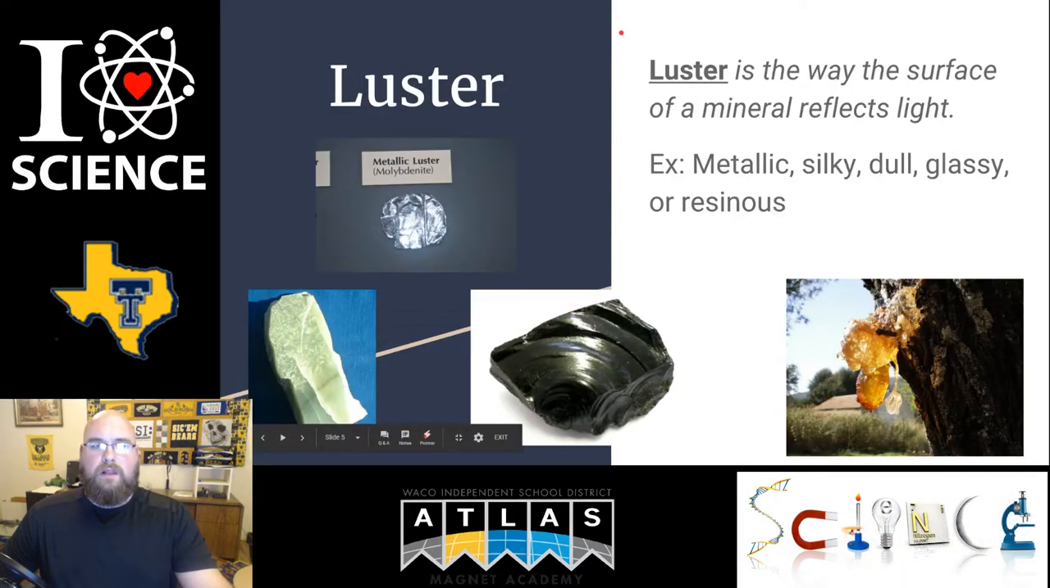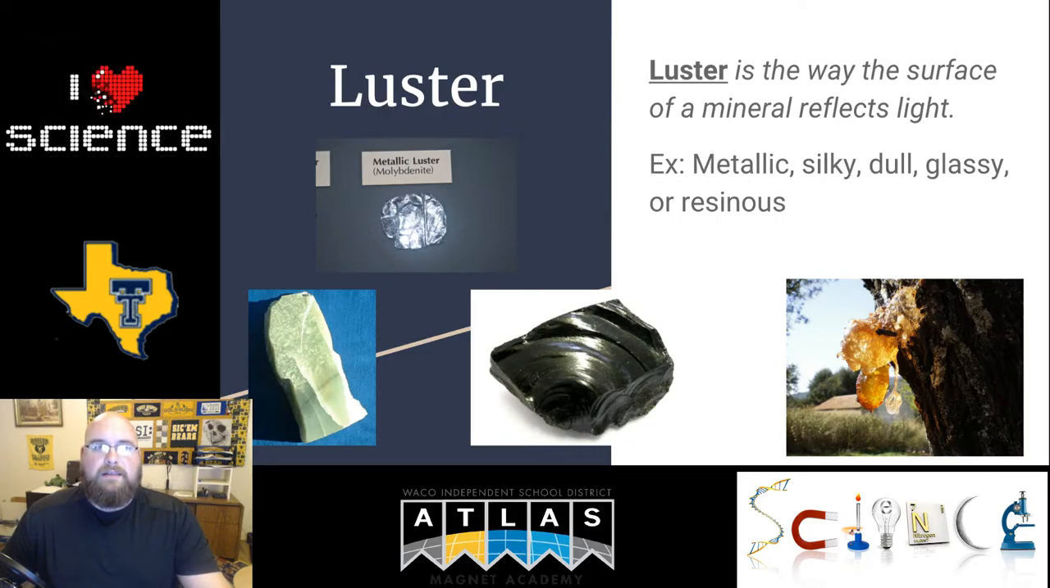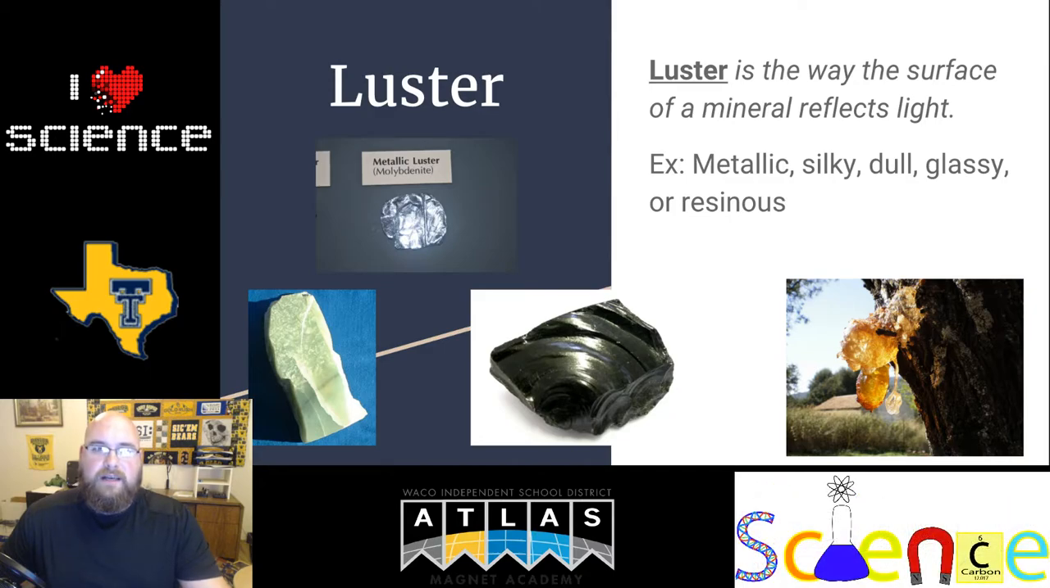So let's start off with luster. Luster is the way that the surface of the mineral or of the substance reflects light. So if you shine a light onto it, what does it look like? How does it reflect that light? There are 5 examples of luster. We have metallic, silky, dull, glassy, and what is called resinous.